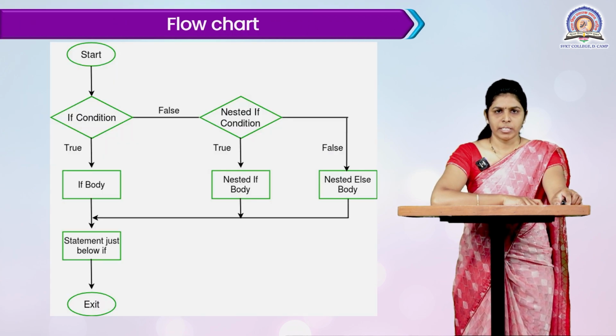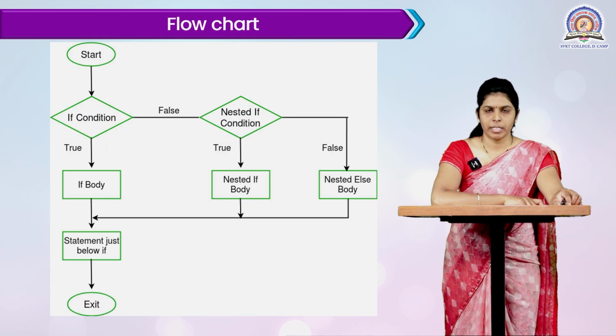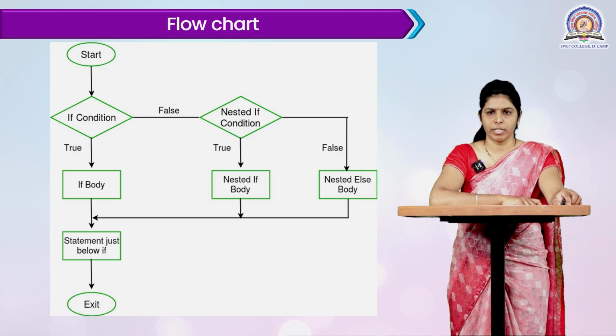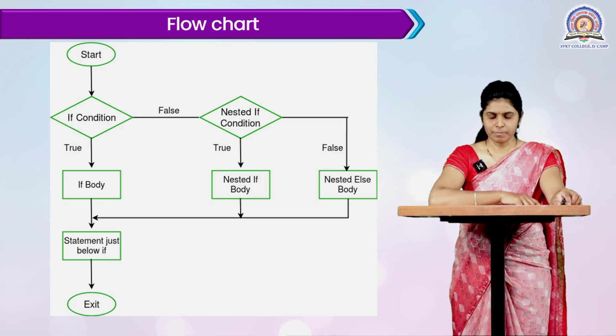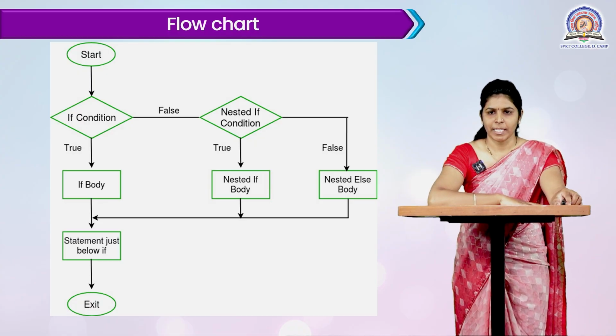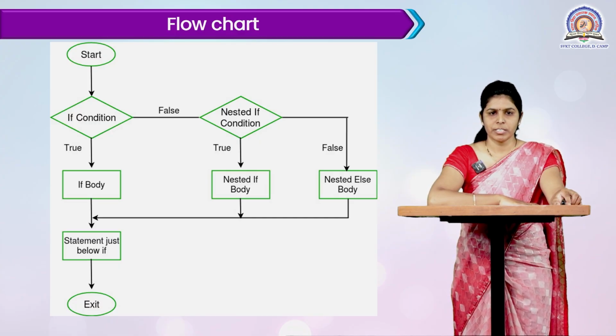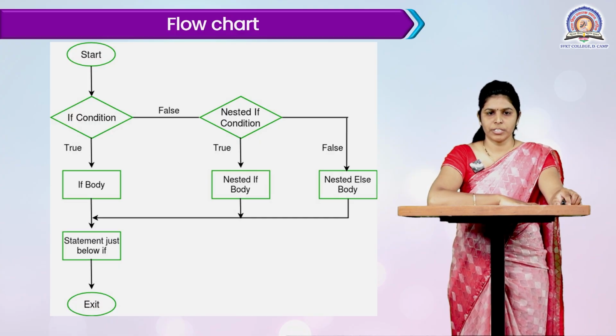Next, the flow chart of the nested if else. Start. If the condition is false, then the program goes to the nested if condition, otherwise the nested if body is executed. If the condition is true, the body of the condition executes, then the statement just below the if, and exit the program.